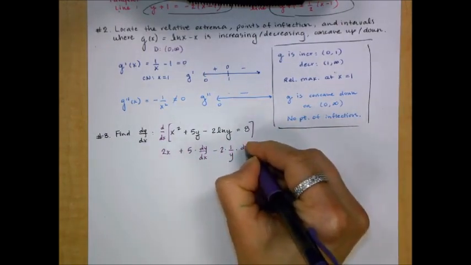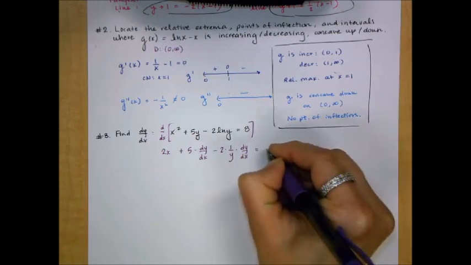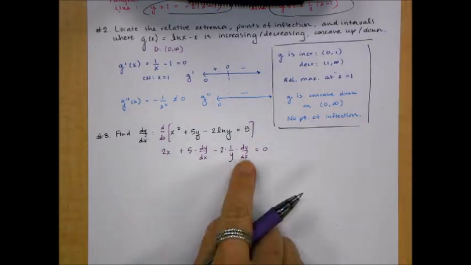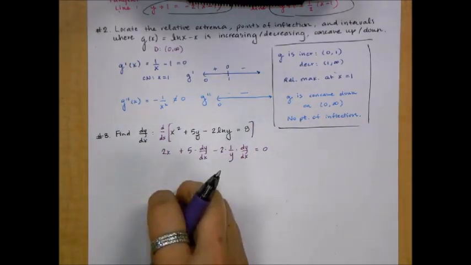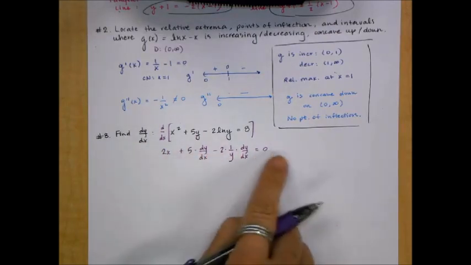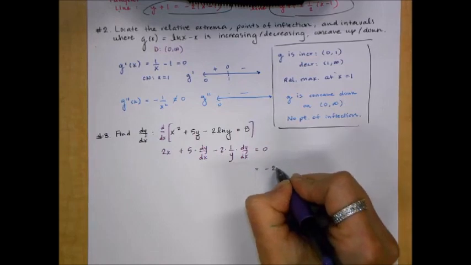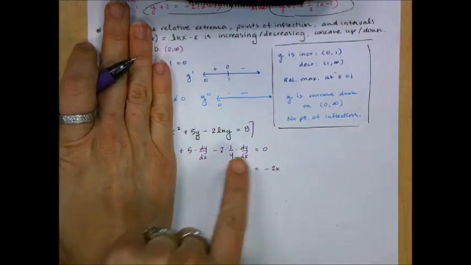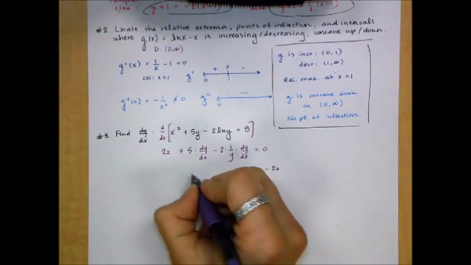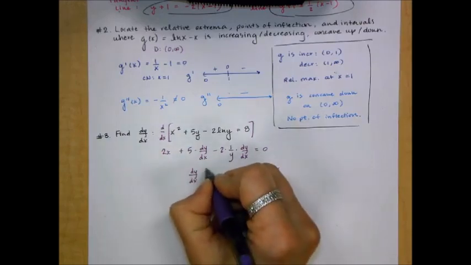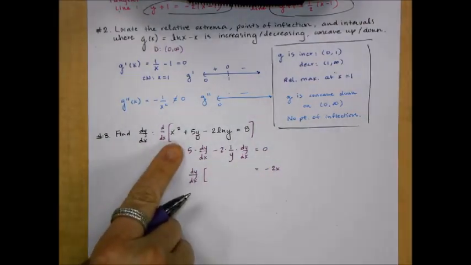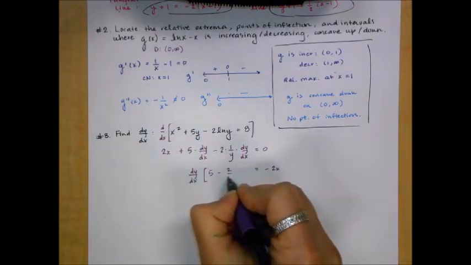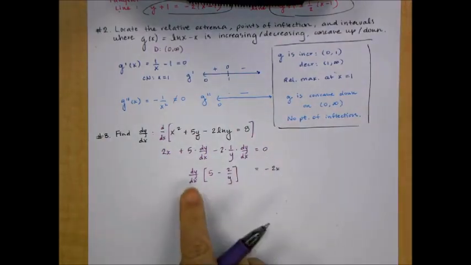is equal to 0. Our goal here in solving for dy/dx, if there's 2 of them, we want to isolate them so we can factor it out. So I'll start by subtracting 2x over to the right side. That isolates the dy/dx terms, so I can factor out dy/dx from the 2 terms. That's going to leave me with 5 minus 2 divided by y.